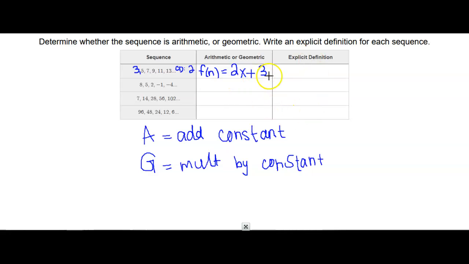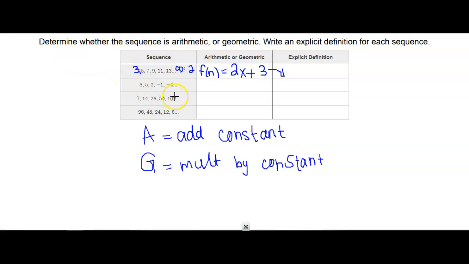And I just realized I screwed that up. This would go over here. And this should be that this is an arithmetic sequence. It's late at night. I'm sorry, you guys. So this would be the explicit definition for this arithmetic sequence.